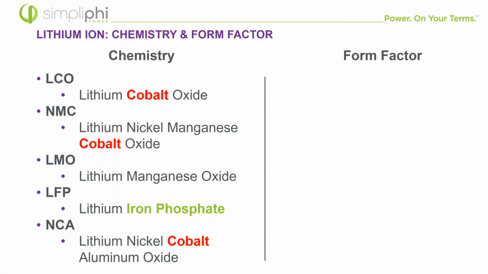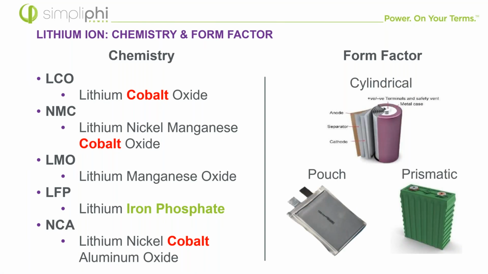So after Simpliphi has picked our chemistry, we also need to pick a form factor that we're going to house this chemistry in to build out these batteries. On the right, you're going to see a few things. You'll see the pouch cell, the cylindrical cell, and the prismatic cell. These are the main building blocks, at least right now, in the solar energy, renewable energy sector, and really just all-day products.